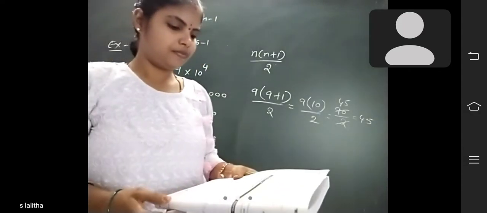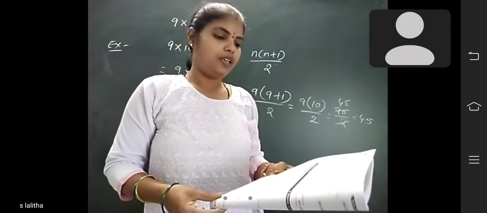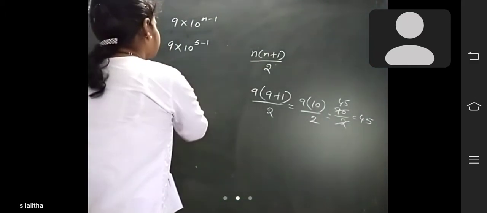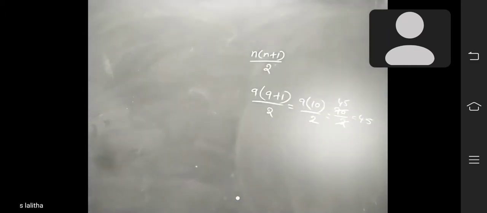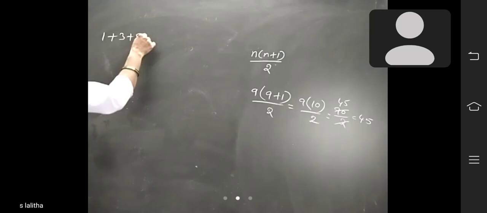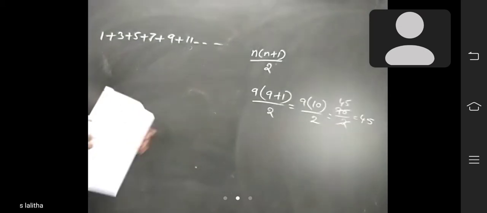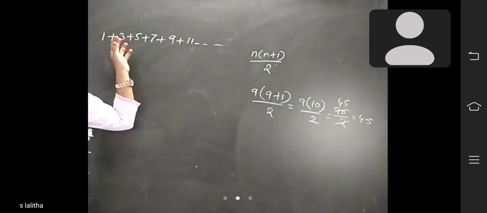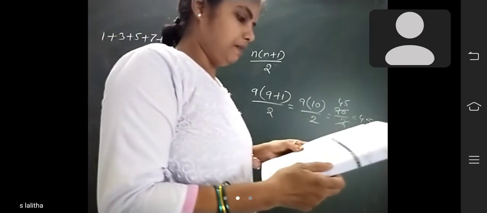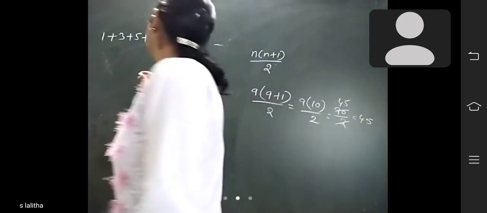Next. Third one, the sum of the first n odd natural numbers is n square. Sum of the first n odd natural numbers, that means 1 plus 3 plus 5 plus 7 plus 9 plus 11 plus so on. These are all odd numbers. So what is that formula? n square.